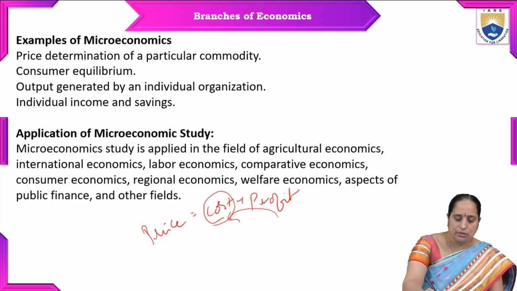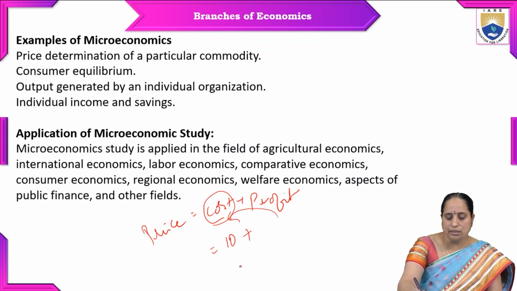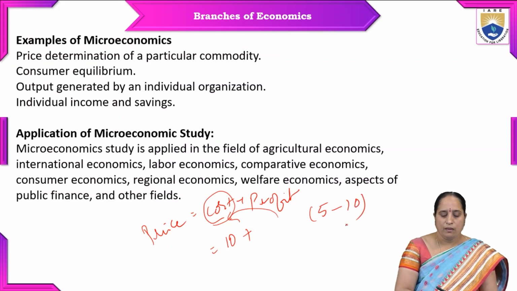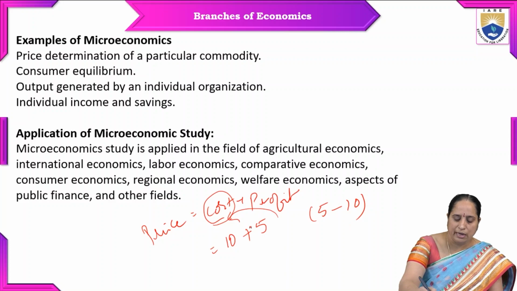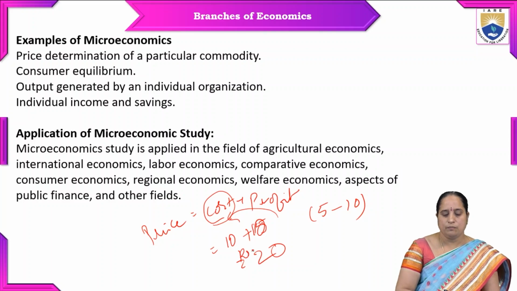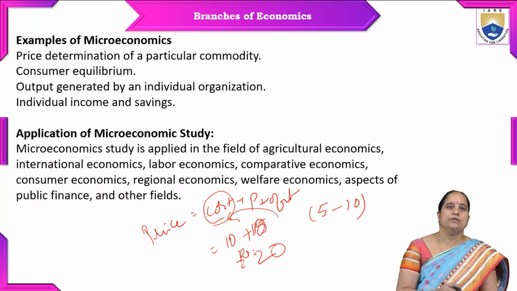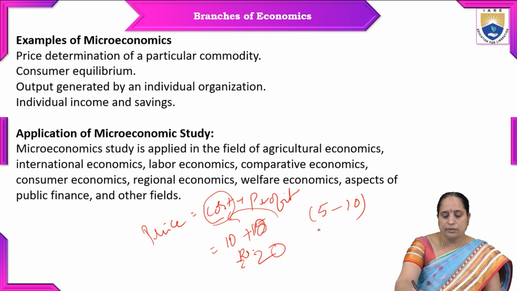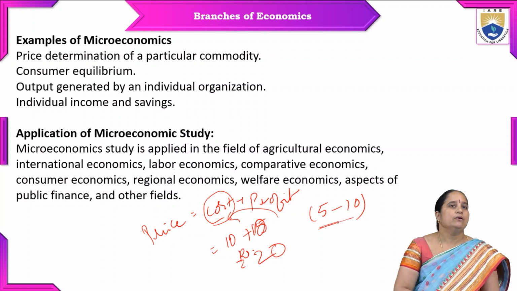For example, the cost of a product is 10 rupees and you want to generate profit. Generally, companies keep a profit margin of 5 to 10 rupees. So, plus this, they may add either 5 rupees or 10, and it becomes 20 rupees, which is the price of the product. That's how they determine the price of a particular commodity. Based on the bargaining power of the buyers, sometimes the profit ranges between 5 to 10.